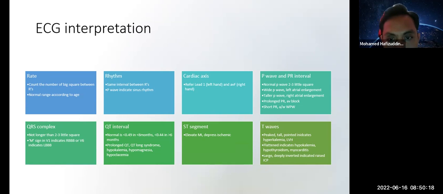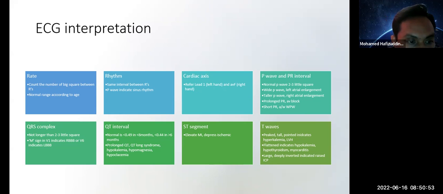Next is P wave and PR interval. For a normal P wave, it will be about 2 to 3 little squares. There are several abnormalities that we can see in the P wave, including wide P wave, which shows left atrial enlargement, taller P wave shows right atrial enlargement, prolonged PR shows atrioventricular block, and also short PR associated with WPW syndrome. Okay.